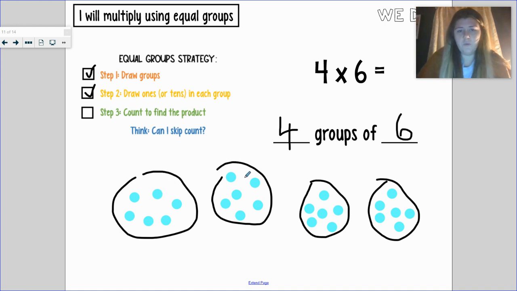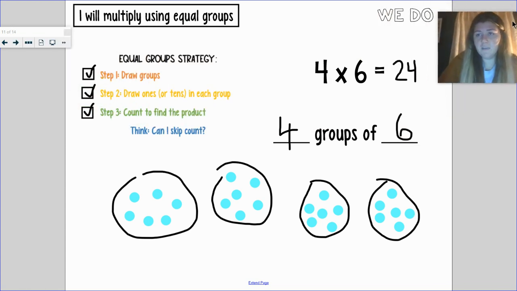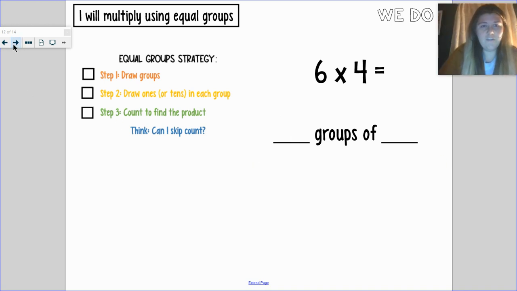So 6, 12, 18, 24. Okay. It's always good to practice the skip counting. But if you needed to count the 6s in each, that's fine. You do you. Or should I move my face? I like it over there. All right. Hopefully you got that correct.